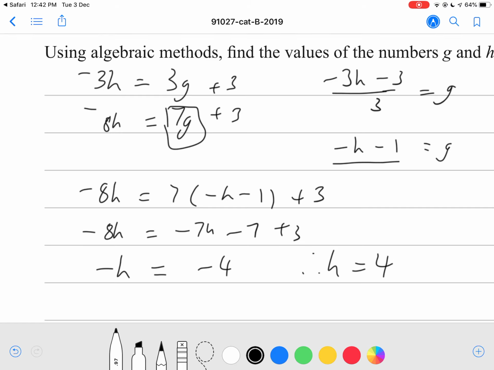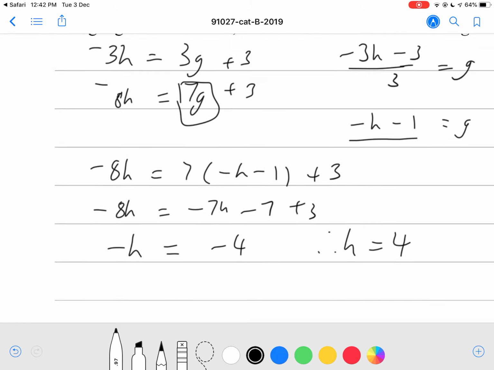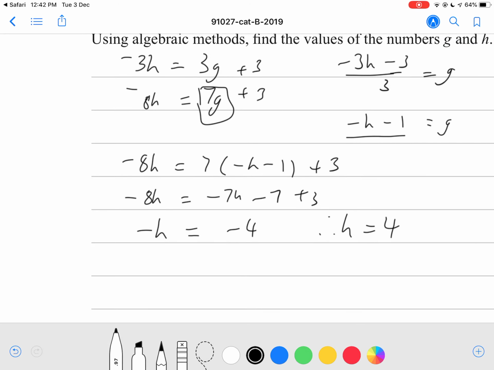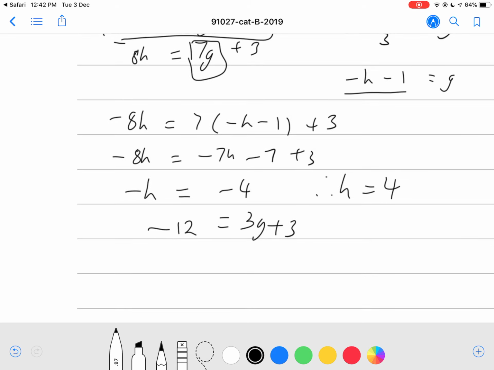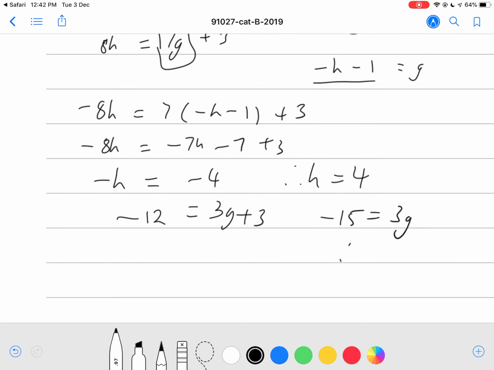And once you have your h value, it will be very easy to find your g value. Using this equation here, we can say negative 12 is equal to 3g plus 3. So if we move the 3 to the other side, we get negative 15 is equal to 3g. And hence, your g value will be coming out to be negative 5.